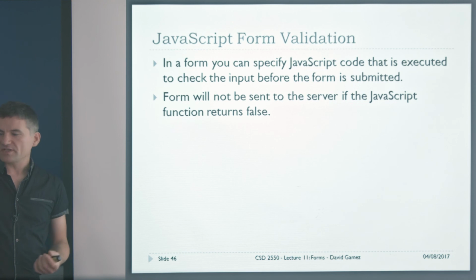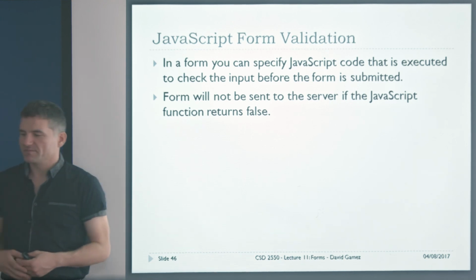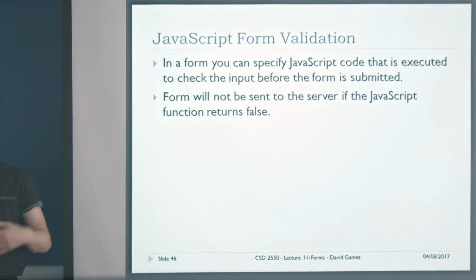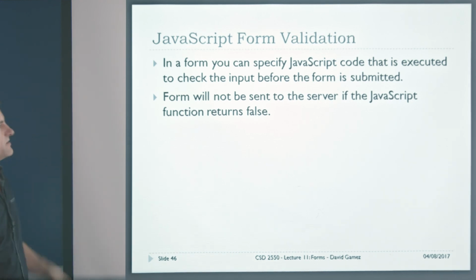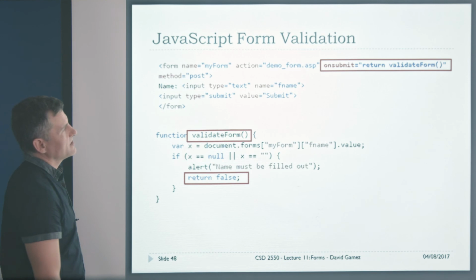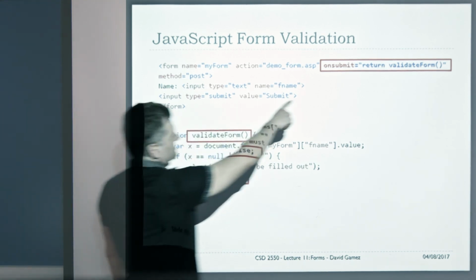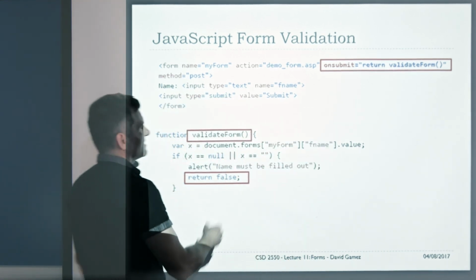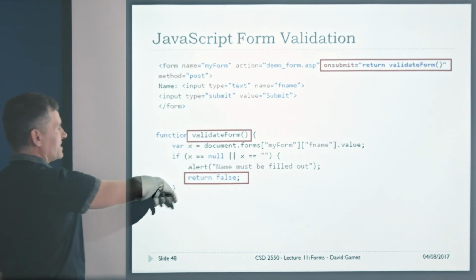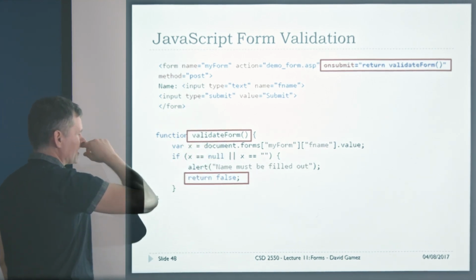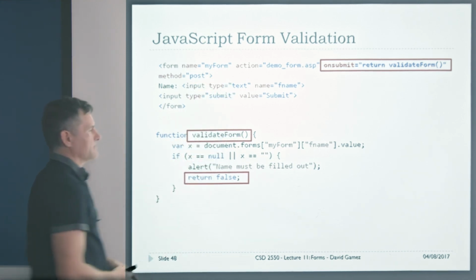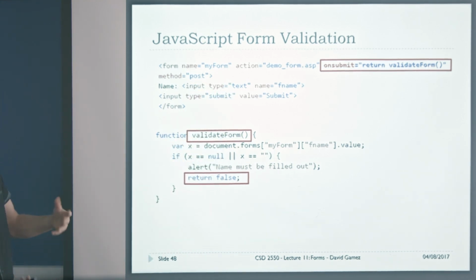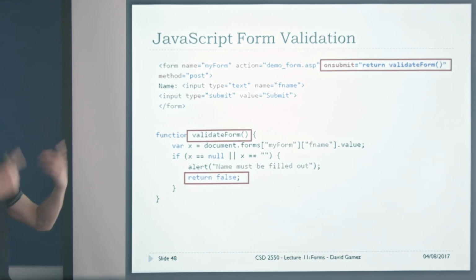With a form, you can also specify the JavaScript code that's executed before the form is sent to the server, and the form will not be sent if the JavaScript code returns false. So in this case, we can say onsubmit equals return validateForm, and we have a validateForm function here, which checks whatever it needs to check inside the form. If it returns false, the form will not be sent to the server. So this is a way in which you can use JavaScript to give some feedback or highlight the parts of the form that have missing data and so on and so forth.